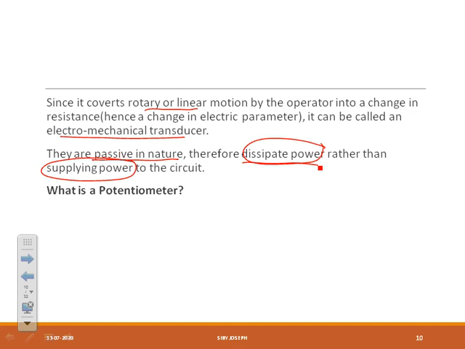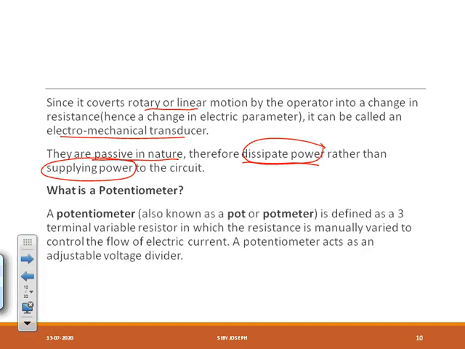So what is a potentiometer again? Up to this point, we have defined the potentiometer by using some characteristics. By combining all these characteristics, we can define the potentiometer as a three-terminal variable resistor. The first characteristic that identifies the potentiometer is that it is a three-terminal variable resistor, whose resistance is manually varied to control the flow of electric current.